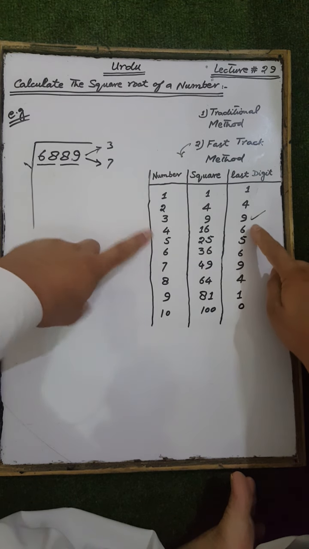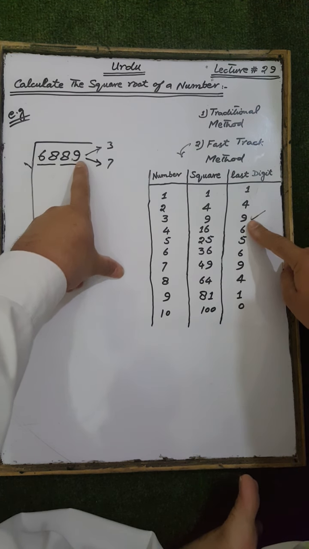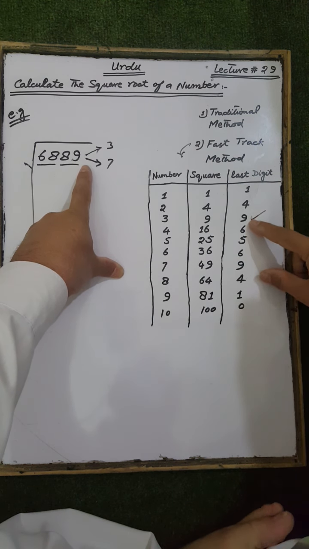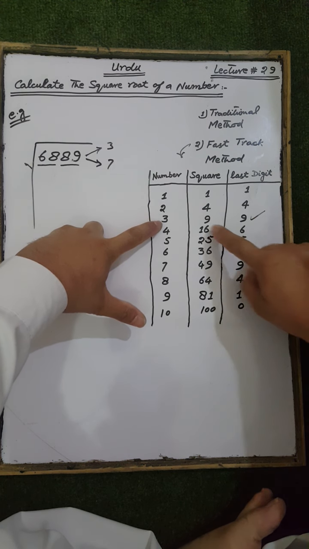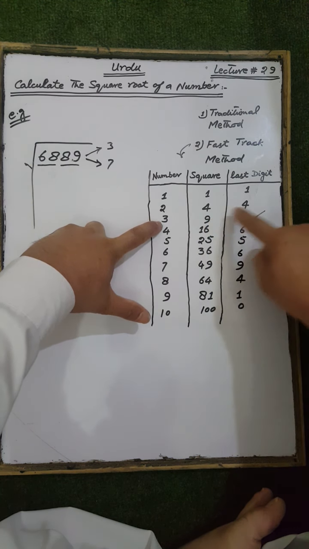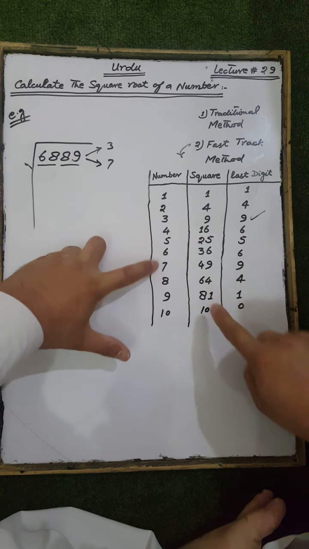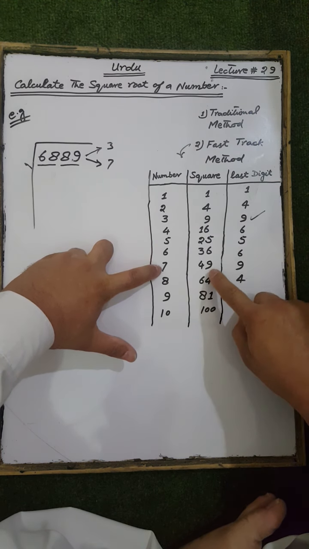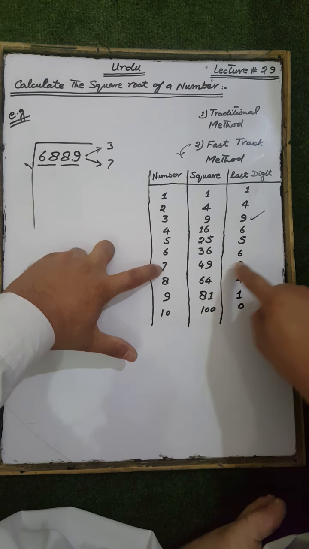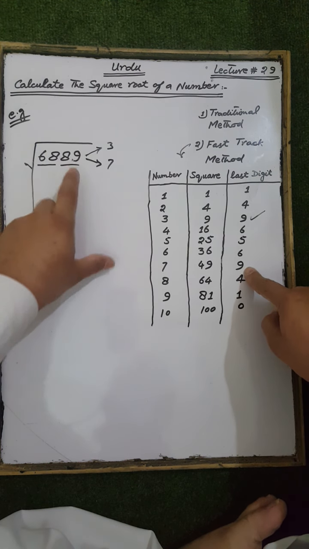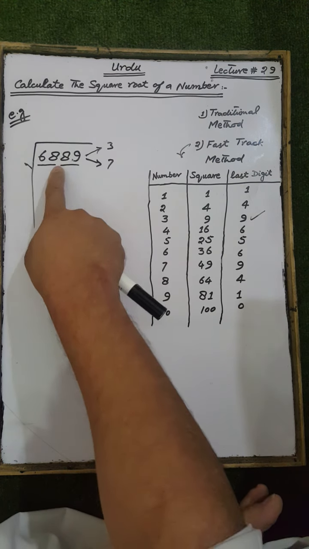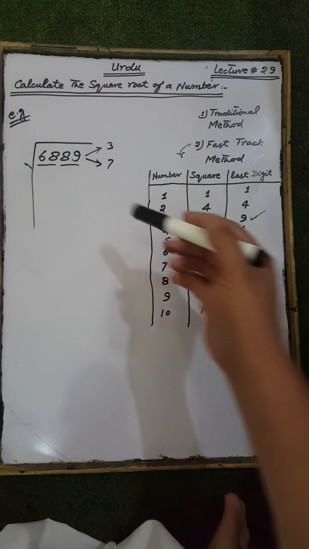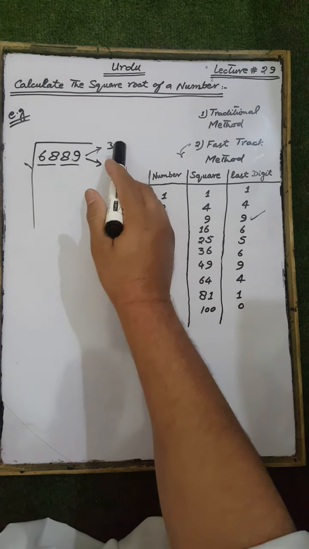So the unit digit 9 of the first pair is the square of 3. That is, this unit digit is obtained from 3 squared, which is equal to 9. The unit digit of 7 squared, which is 49, is also 9. Therefore, we select 3 or 7. That is, in 89, the last digit of the root is either 3 or 7.